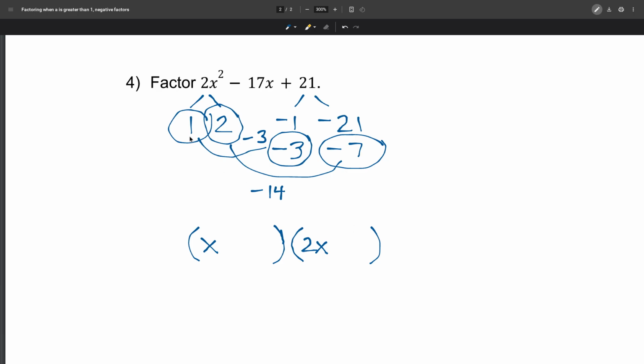Okay, I want the 1x to multiply by negative 3. So this x must multiply by negative 3, so negative 3 has got to be on the outside. And I want the 2x here to multiply by negative 7, so we got to put that on the inside. And there we go. We got the factored form for that one.